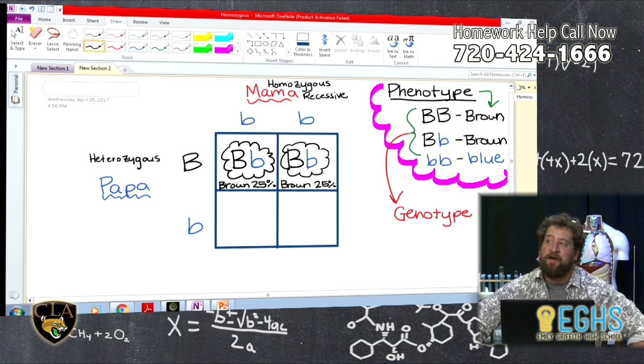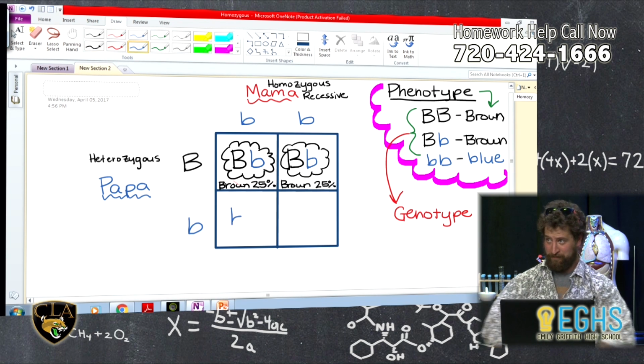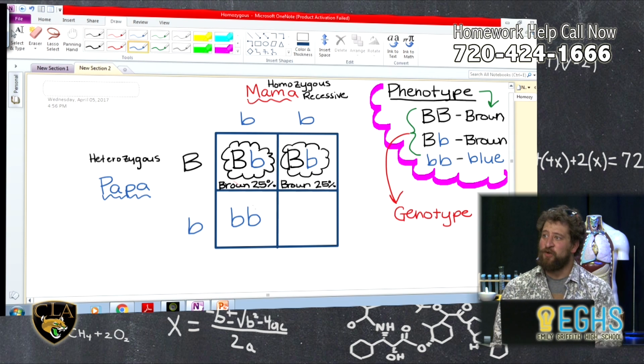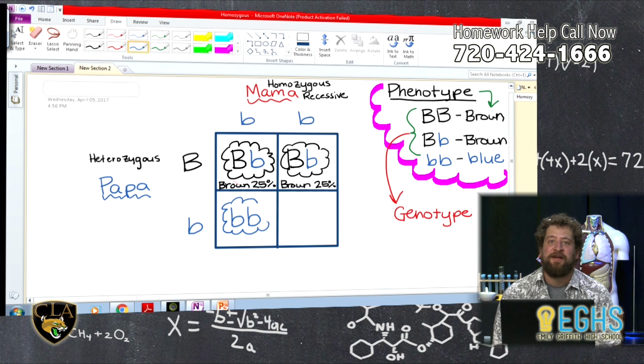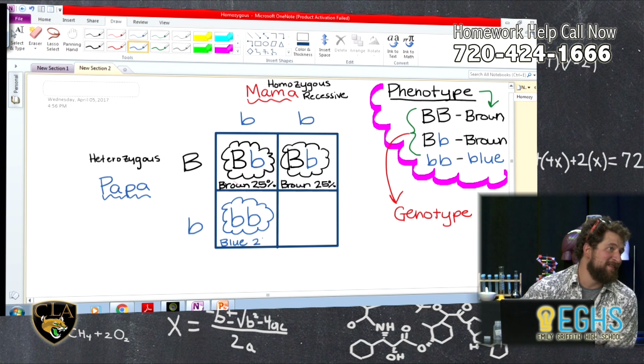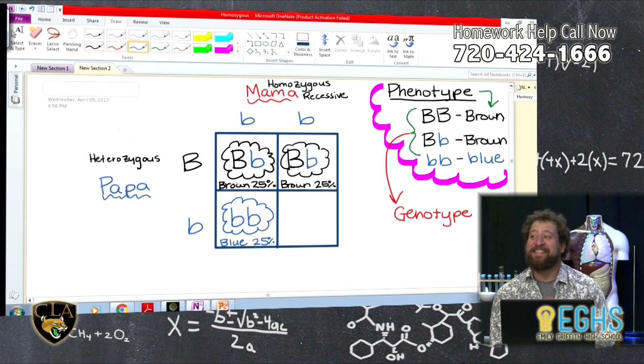So in the bottom left box, mama is going to contribute a little b, but so is dad. And so we get both recessive. So this would be my case, right? Both of my parents contributed the recessive gene for blue eyes, and I ended up with blue eyes. Do they both have blue eyes? No, my mom has blue eyes, my dad has brown eyes. So this could be like my parents.